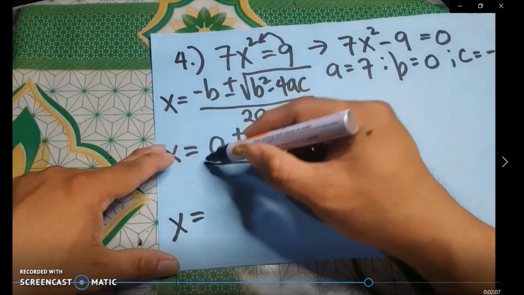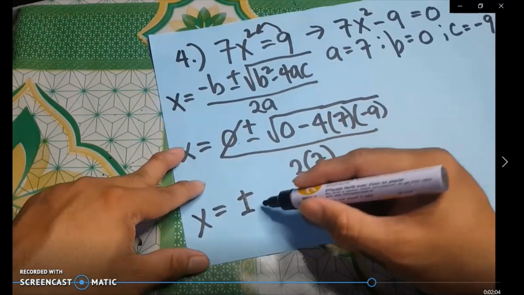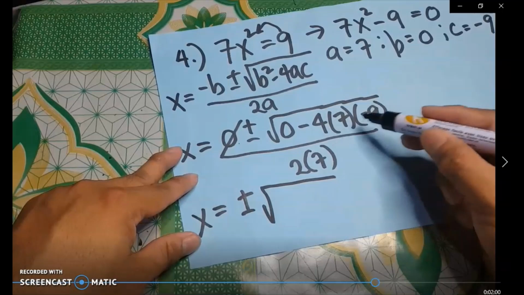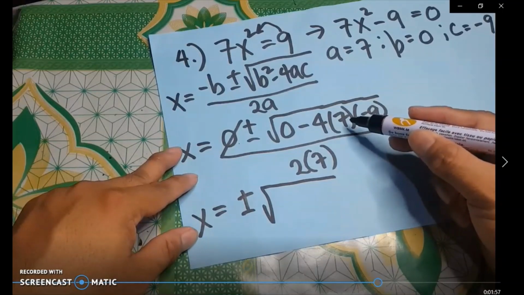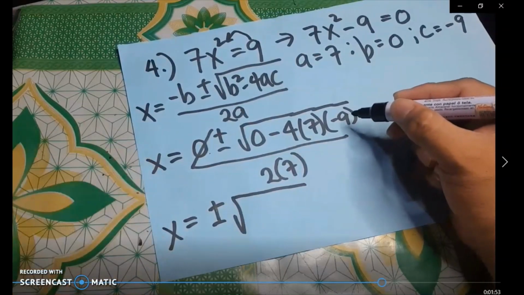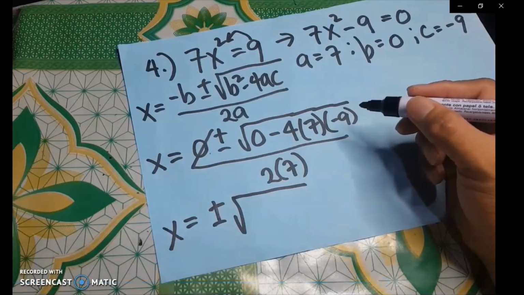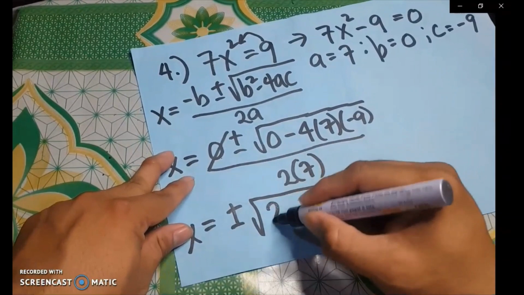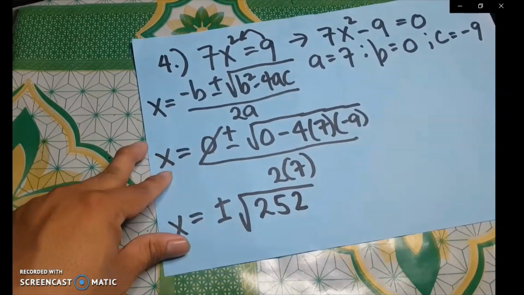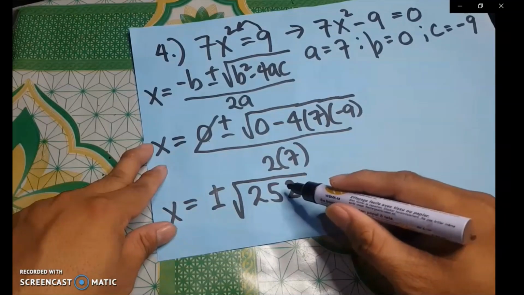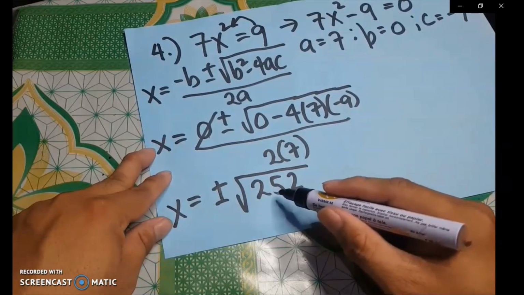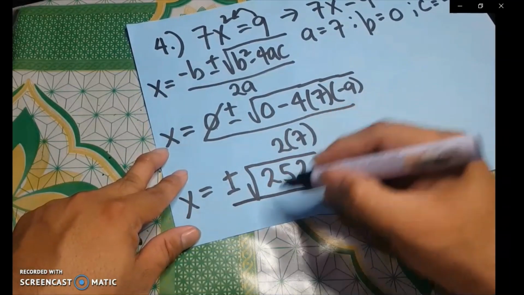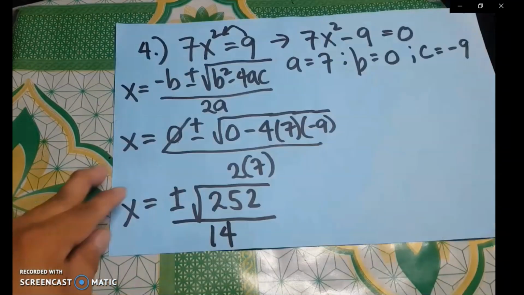Then x now is equal to, this will be cancelled out. That's because that's 0. That multiplied ay positive negative. Square root of negative 4 times 7, that would be negative 28. Well, negative 28 times negative 9. So, ilan yung negative 28 times negative 9? So, try to compute it. Negative 28 times negative 9, so that would be positive 252. Tama ba? So that's positive 252, then divide all over 2 times 7, that would be 14.